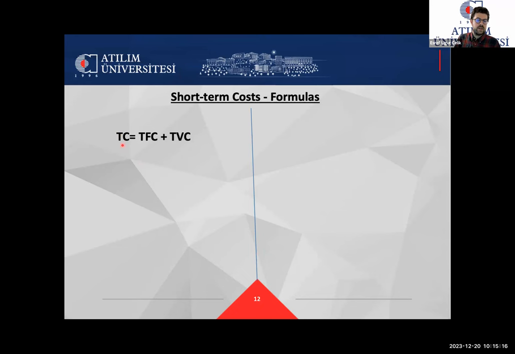The first formula is total cost equal to total fixed cost plus total variable cost. Total fixed cost does not depend on the production. It's fixed. If you make 1 million production or zero production, it doesn't matter. You have to pay that amount. It's like a rental cost. But total variable cost depends on the level of production, and level of production mostly depends on the level of labor. So if you produce more, it becomes higher, but total fixed cost is fixed or constant, okay?